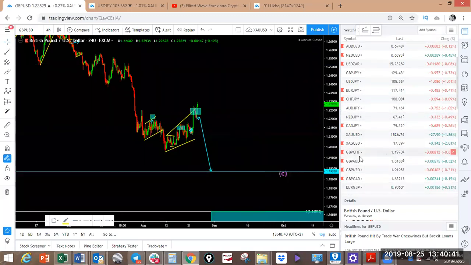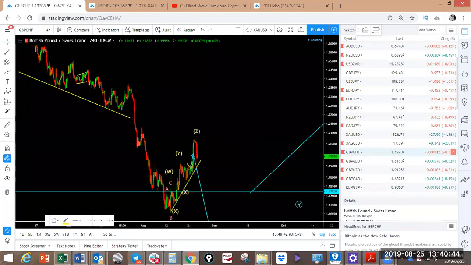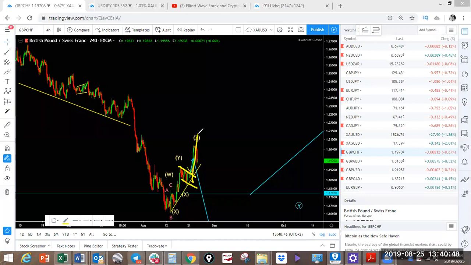So let's look at that pound chief here. You see here, so this is where we were. We're looking for this one to push higher. It did push higher, and now we have dropped. How did we know that it was going to reverse exactly at this point and then drop?